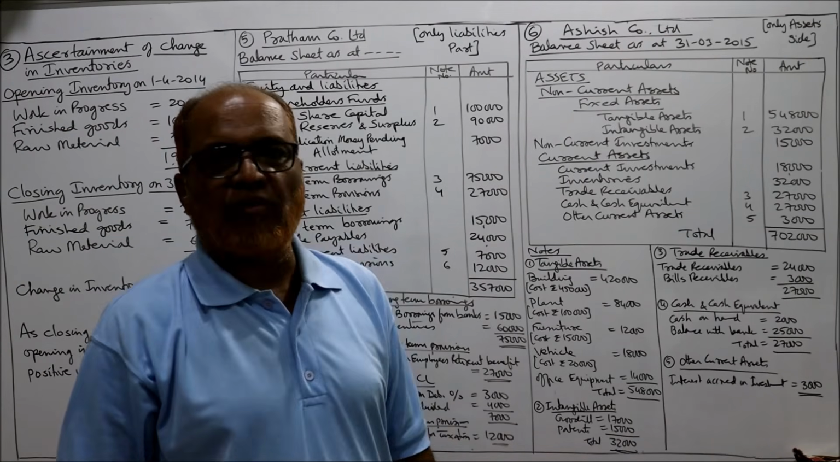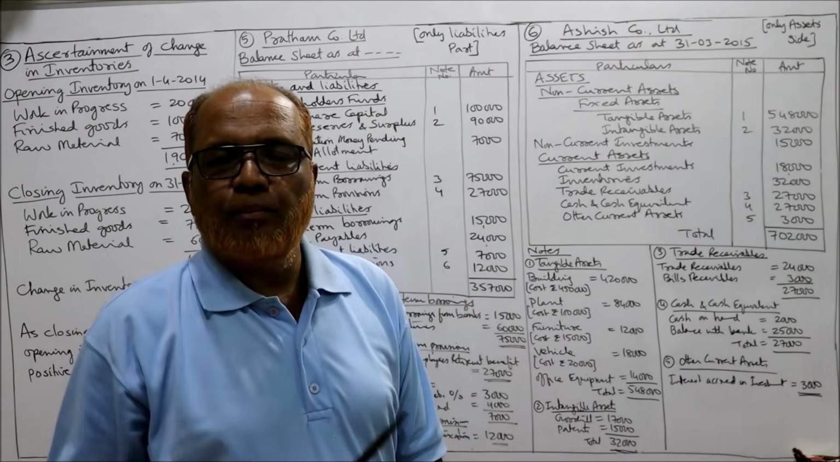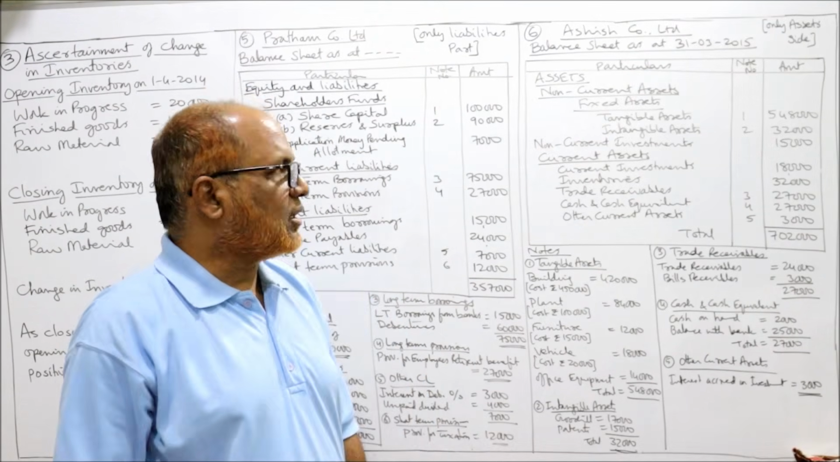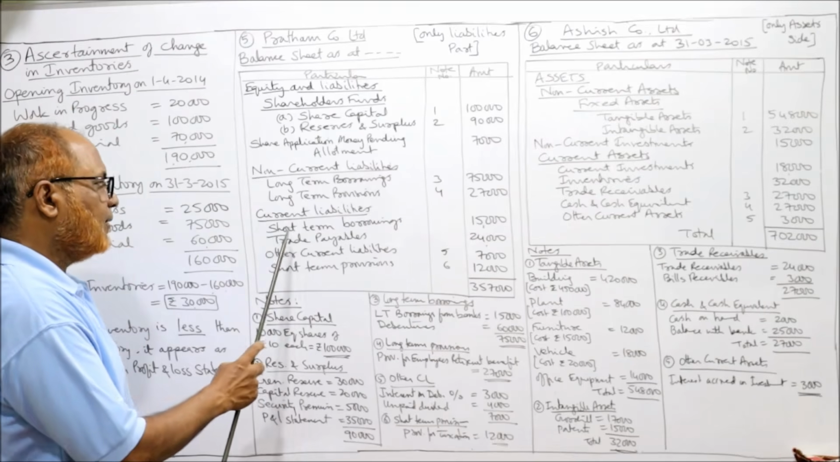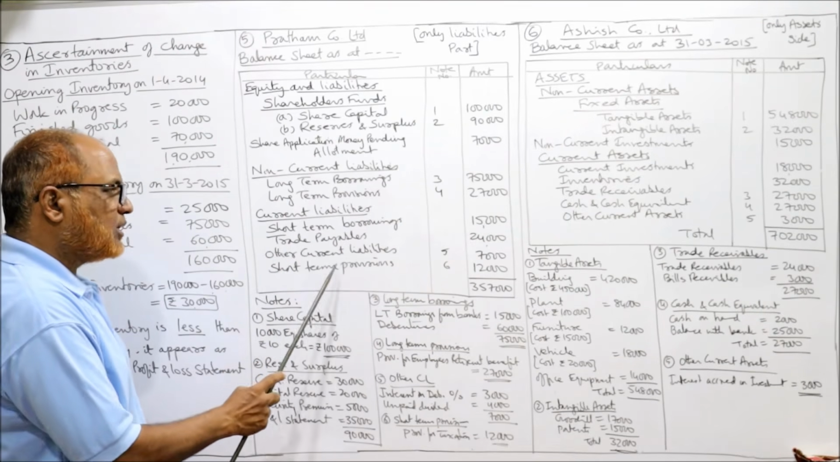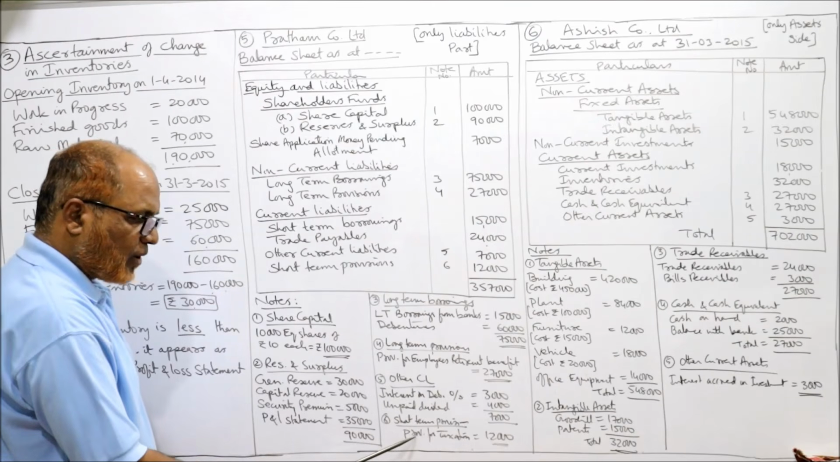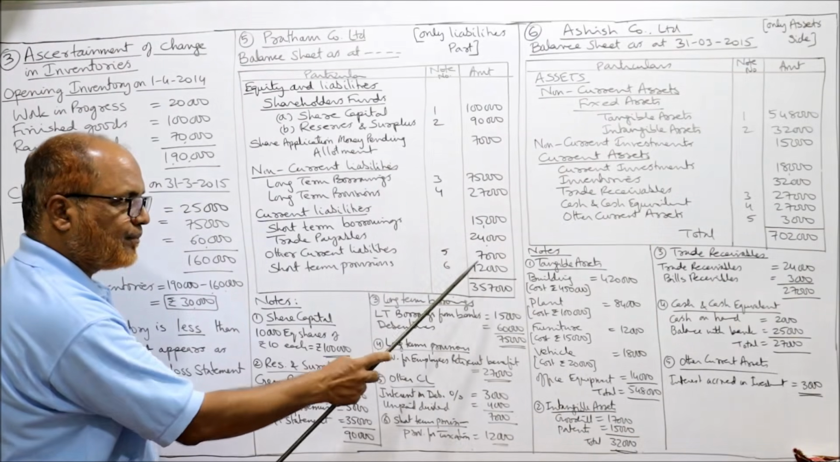Next comes provision for taxation. Provision for taxation is a short term provision. So it will be taken under current liability, short term provision, number 6. So sixth note, short term provision, provision for taxation 12,000.